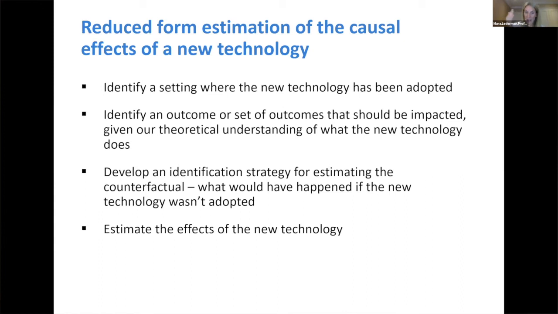We have to identify an outcome or a set of outcomes that should be impacted by the new technology, given our theoretical understanding of what the new technology does. Then we need to develop an identification strategy for estimating the counterfactual. We can measure what happened after the new technology was adopted, but we need to compare that to what would have happened had it not been adopted. And then we estimate the effects of the new technology.